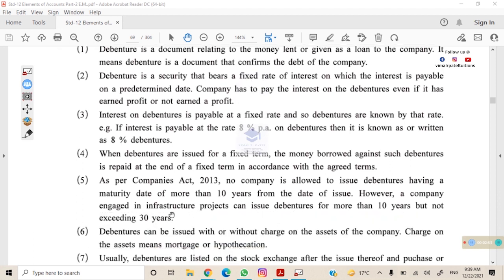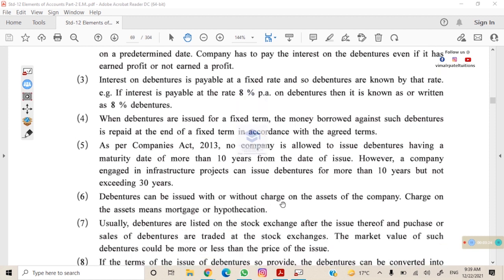A company engaged in an infrastructure project can issue debenture for more than 10 years but not exceeding 30 years. Infrastructure projects are those like L&T, who are building bridges, dams, roads, canals, metro. So for them, the maximum time period is 10 years.